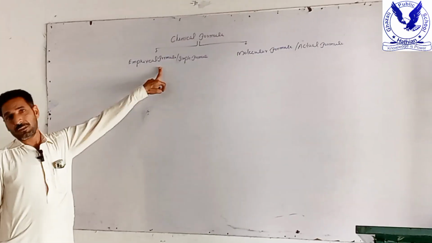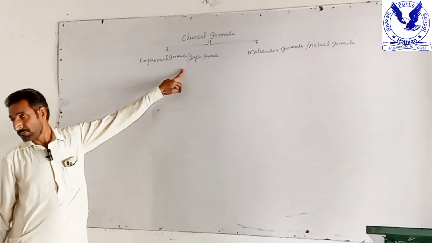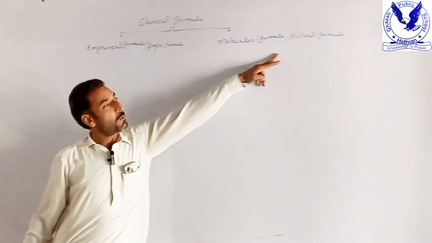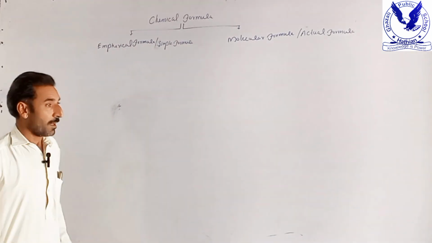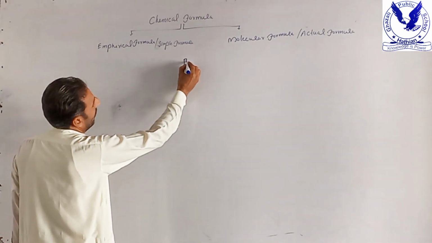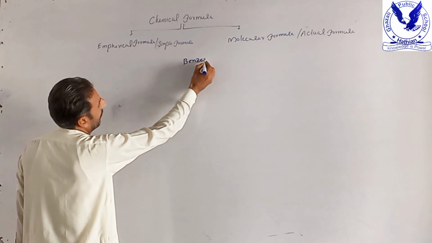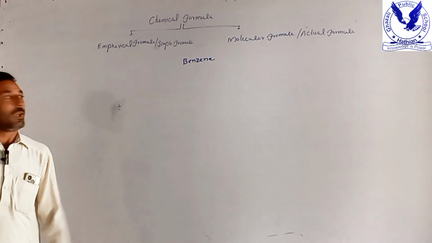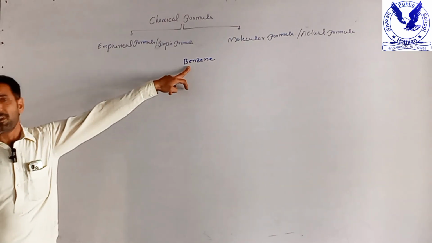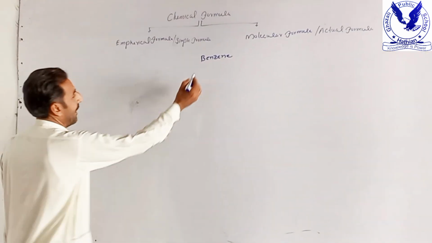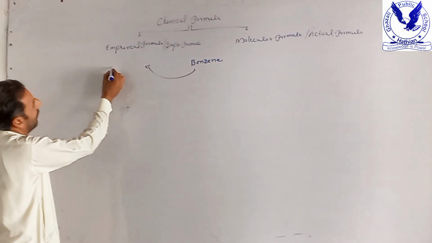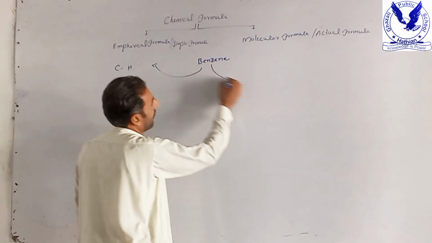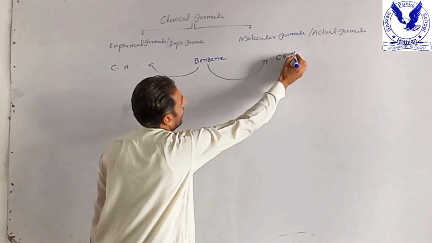The empirical formula is also known as the simple formula, and the molecular formula as the actual formula. So what is the difference between the two formulas? For example, take the compound benzene. This compound can be represented by two formulas. The one is the simple formula or empirical formula, that is CH. And the second formula of this compound is C6H6.